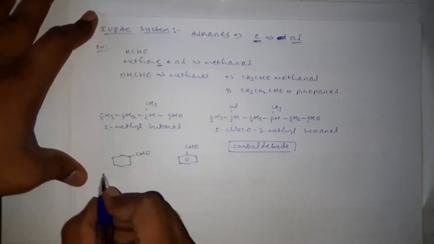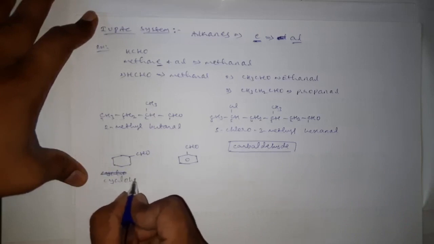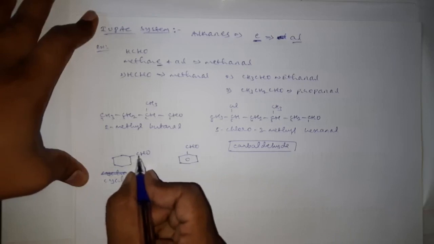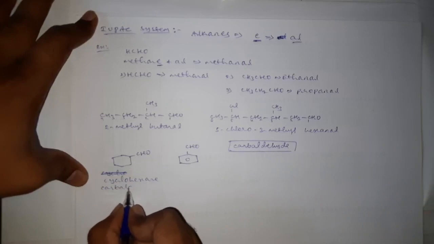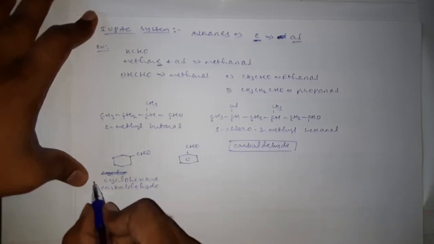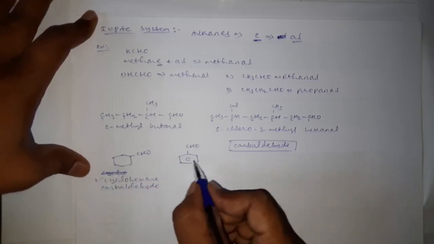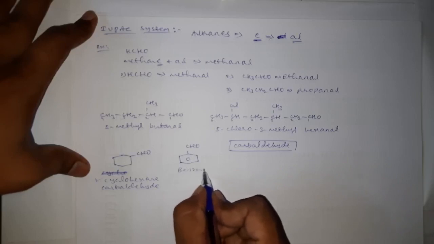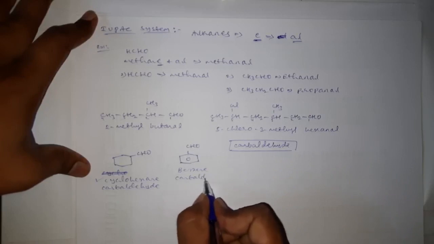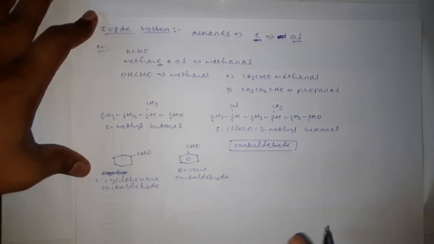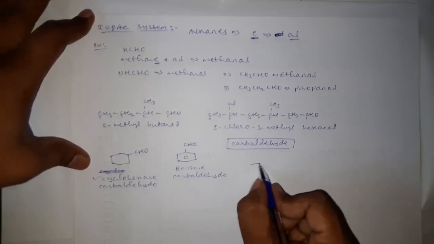This is cyclohexane. Then after this we have to add the suffix carbaldehyde to this one, cyclohexanecarbaldehyde. Okay, then this one is the systematic IUPAC name for this aldehyde, and this is benzene, and after this we have to add the suffix carbaldehyde, benzenecarbaldehyde.